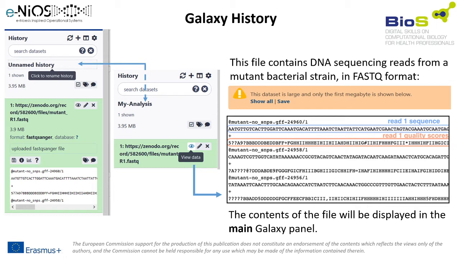In order to name your history, click on History Name, which by default is Unnamed History, and type in a new name, for example, My Analysis. Press Enter on your keyboard to save it, and you will see that the name of the history has been changed.